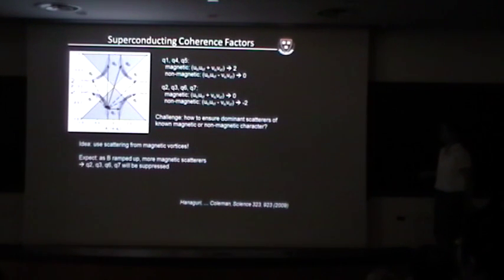So the brilliant idea that Tetsuya Hanaguri had was to use scattering from magnetic vortices. So he took a particular crystal with a particular set of junk in it, and he changed the magnetic field and introduced vortices. So the vortices were the only changing variable, and those were taken to be the magnetic scatterers, based on the theory of Chris Coleman, et cetera.